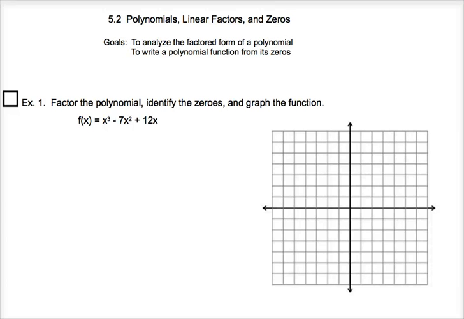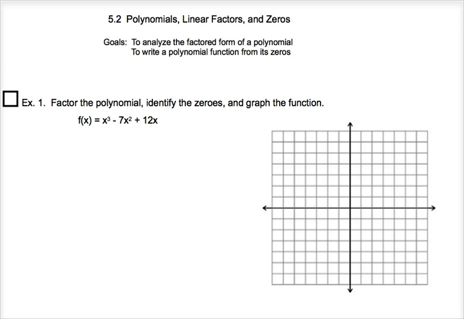Alright, section 5.2 goes on from yesterday where we were looking at polynomials, talking about their end behavior and turning points. What we're going to do today is figure out where they hit the x-axis.